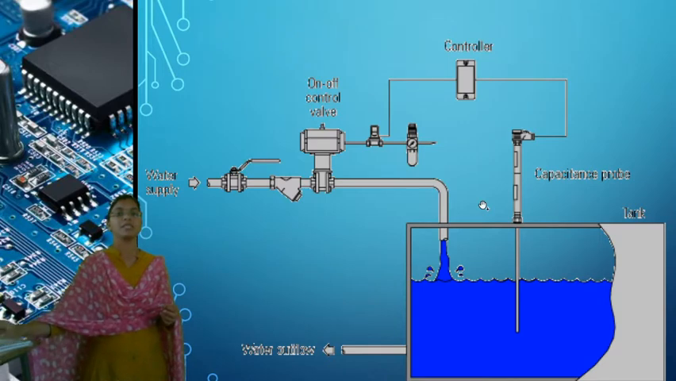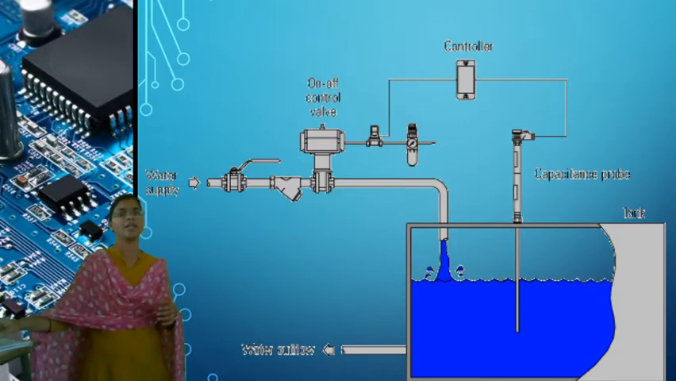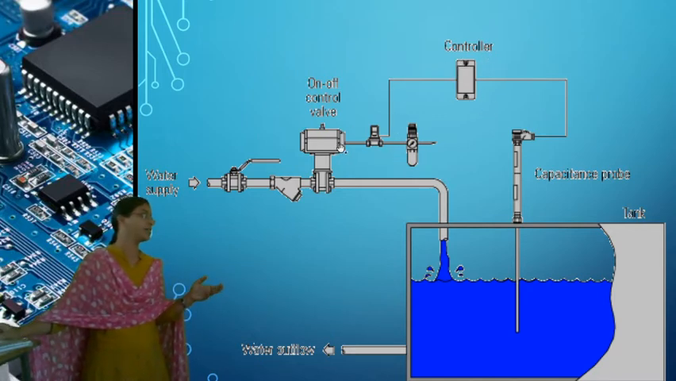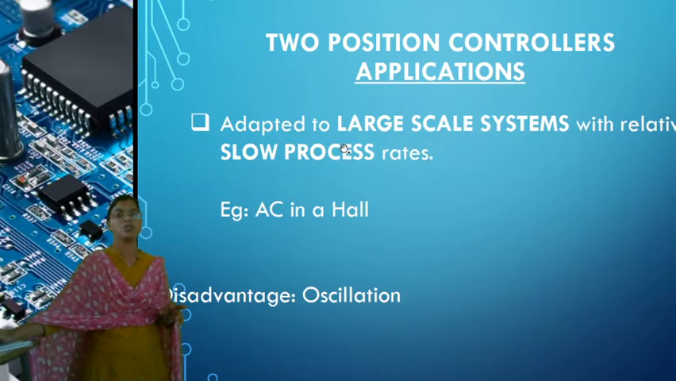Okay, so this is an example of an electrical two position control system. Here we switch the motor on and off according to the water level. First, it checks the level, and according to that the controller part generates the output. After that, the valve operates accordingly, either totally open or totally closed.